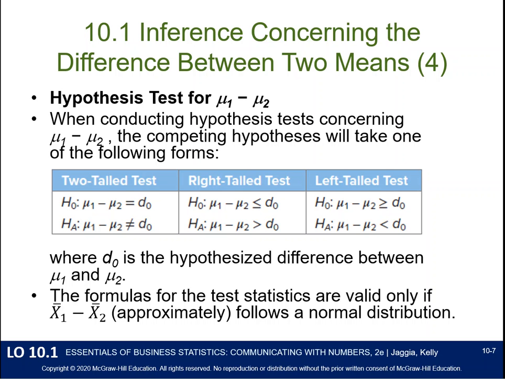And as we discussed in chapter 9, remember the null hypothesis is always the one that has to have the equality in it, whereas the alternative hypothesis, what we're actually testing for, does not have the equality, it has the inequality.